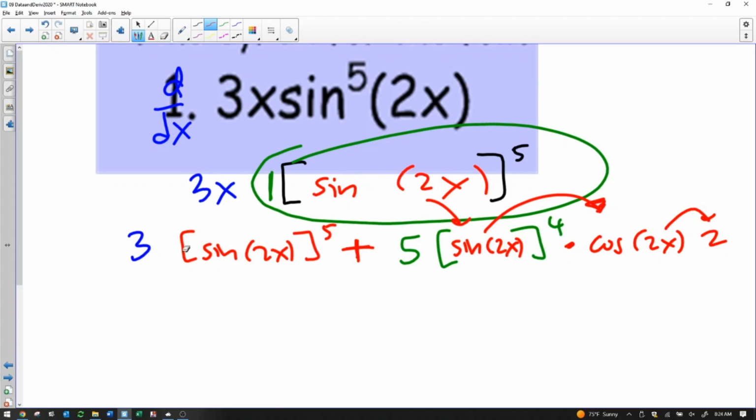The derivative of the first times the second plus the derivative of the second. Have I forgotten anything? Times the first. So do you see how easy it is to forget that you have to multiply by the first?